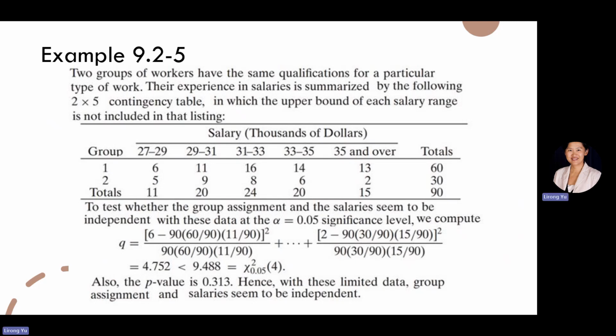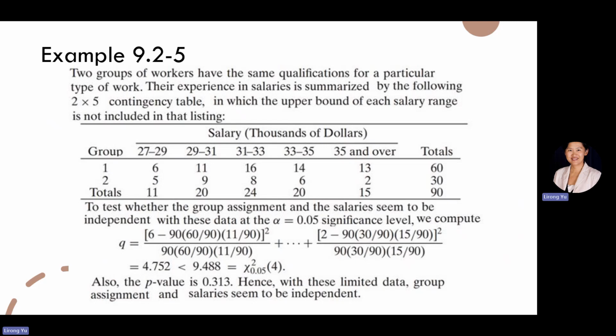Essentially, this 90 will cancel. It's actually 60 times 11 divided by 90. So you can calculate the expected value as row total times column total divided by grand total. This 90 will cancel, right? Essentially, that's how you calculate the expected value.